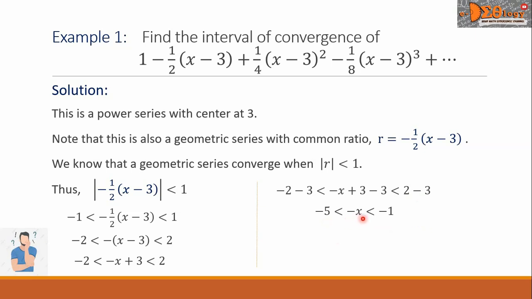We want this negative x to be positive. Let us multiply by negative 1. We know the rule of inequality that when we multiply by a negative value, the direction of inequality changes. So we have now 5 is more than x and is more than 1. We can rewrite this double inequality like this. So x is between 1 and 5.